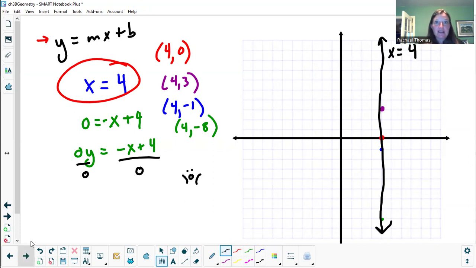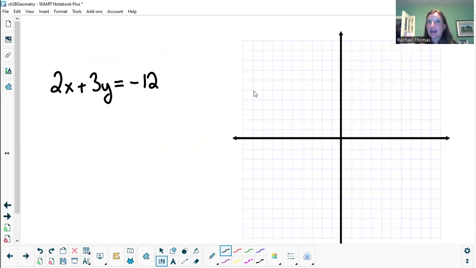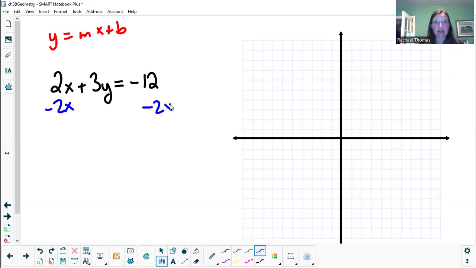My very last example here is going to be one where we can get a y equals mx plus b form, but it is not obvious how to do that right from the get-go. In this case, we really do want to end up with y equals mx plus b in order to graph it, but we're going to do a little bit of algebra to get us there. I need y alone. That is the goal, to get y alone. So I'm going to start by subtracting the 2x. 3y equals negative 2x minus 12. I'm going to divide everything by 3.